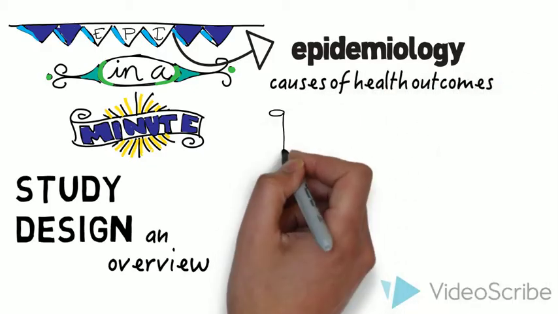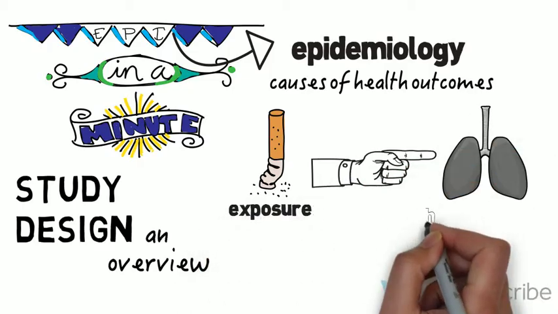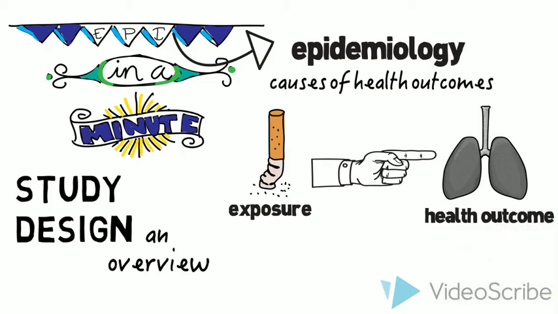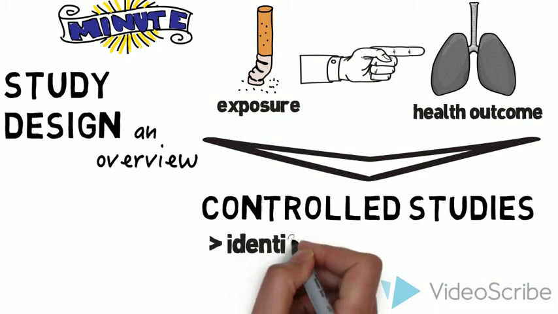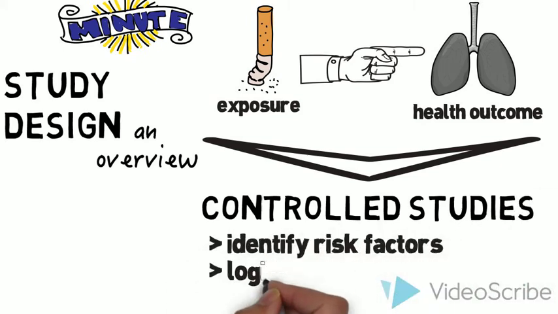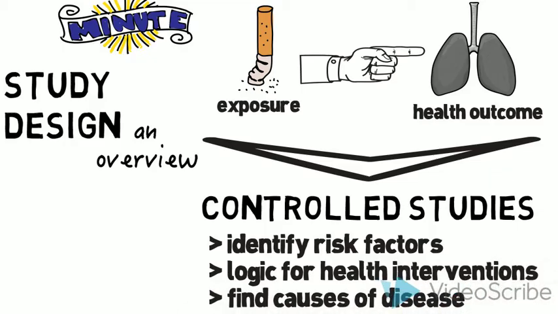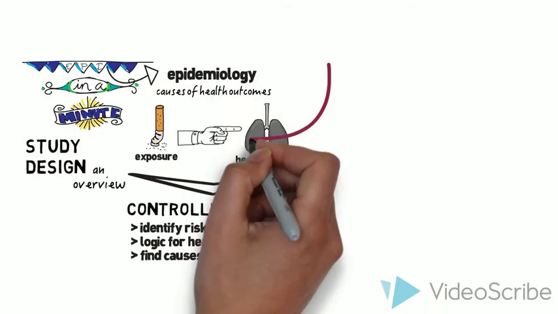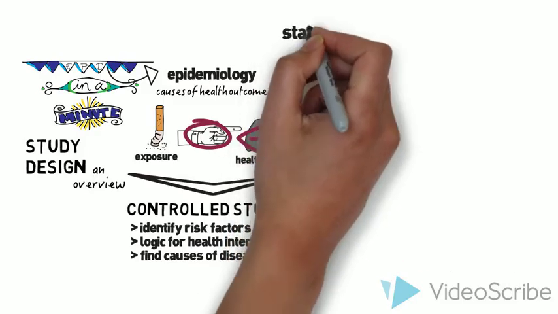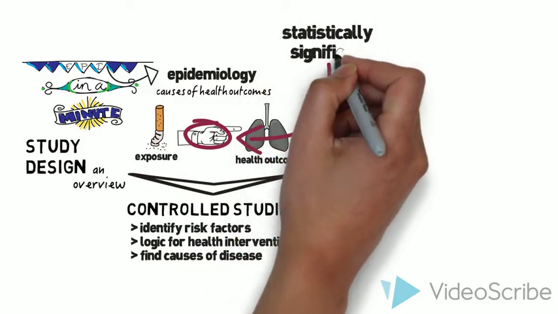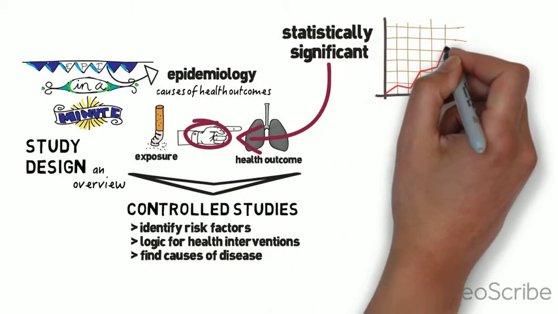Controlled epidemiological studies look at and measure associations between an exposure, such as tobacco smoke, and a health outcome, such as lung cancer. We can use controlled epidemiological studies to identify risk factors for disease, to provide the logic behind an intervention to improve health and prevent disease, and to provide the foundation for determining the causes of diseases in humans. Figuring out whether an exposure causes a health outcome requires controlled studies reporting a statistically significant association between the exposure and the outcome being studied.